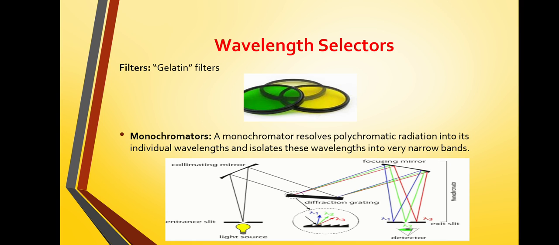The essential components of a monochromator are, first, the entrance slit. The role of the entrance slit is to admit polychromatic light from the source. Then this polychromatic light is focused on the dispersion device or diffraction grating by using a collimating mirror.